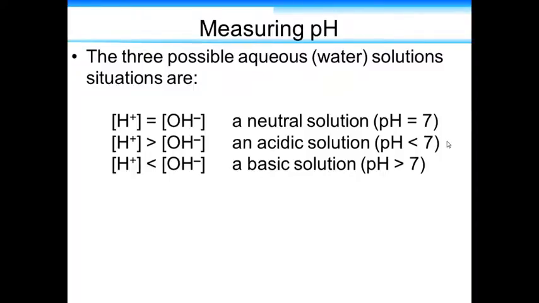So as far as declaring an aqueous solution as acidic or basic, we use the following rules. If the concentration of H+ equals OH-, it's a neutral solution, like pure water. When you have more H+ than OH-, we're talking about an acidic solution, and that would be pH less than 7. When you have H+ less than OH-, so you have more OH- than H+, then we're talking about a basic solution, and the calculated pH would be greater than 7.